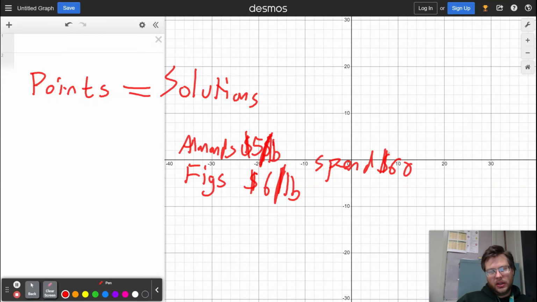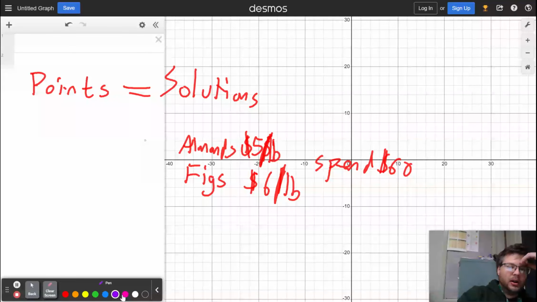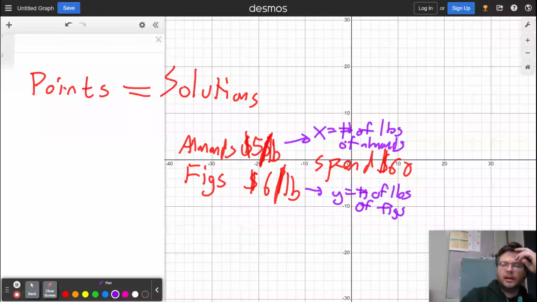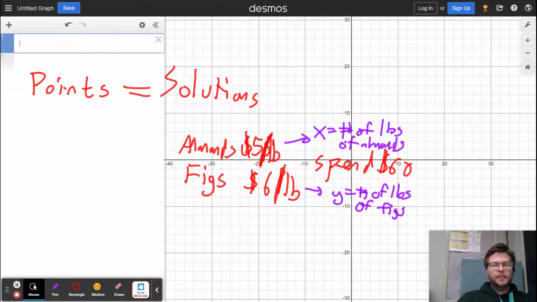What we don't know is how many things you bought. We know what the cost is, but we don't know how many. So the things that we don't know are what our x and y can be. So x is the number of pounds of almonds, and then y can be the number of pounds of figs. And it's not important that I called almonds x and I called figs y. That's not important at all. What's important is that I just made one of them x and made one of them y.